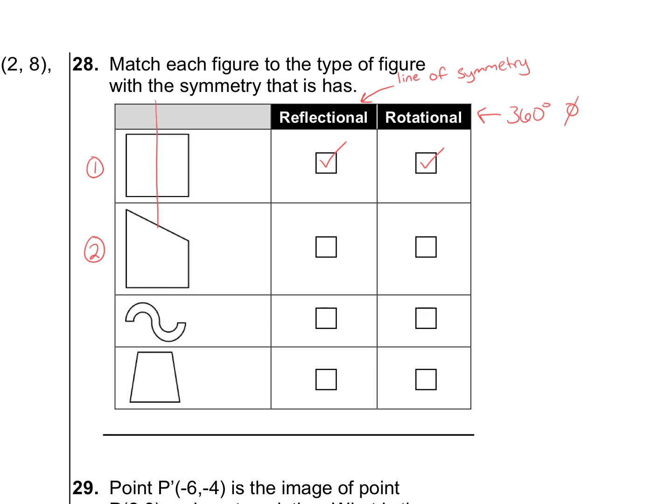What about this squiggly line? Does it have reflectional symmetry? No. Does it have rotational symmetry? Yes. Can anyone tell me how much? 180. Yep, if you flip it upside down, it's still that same shape.